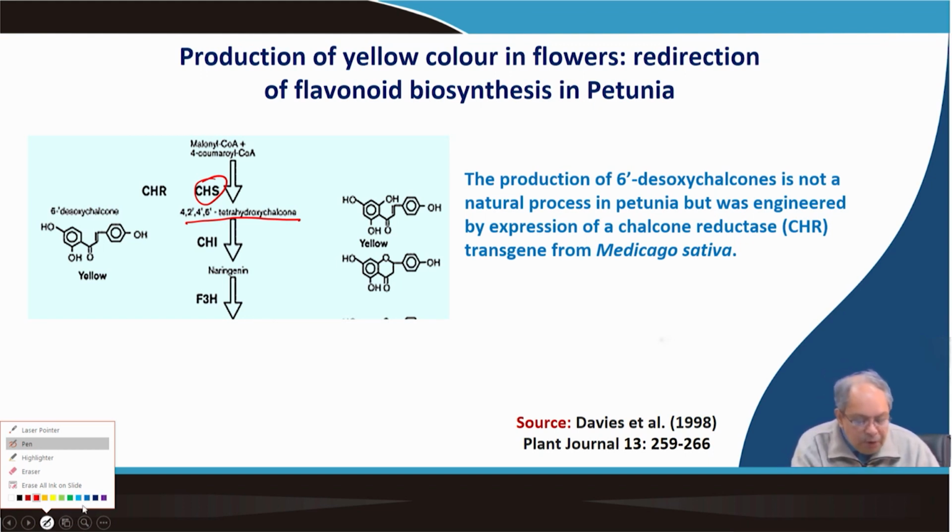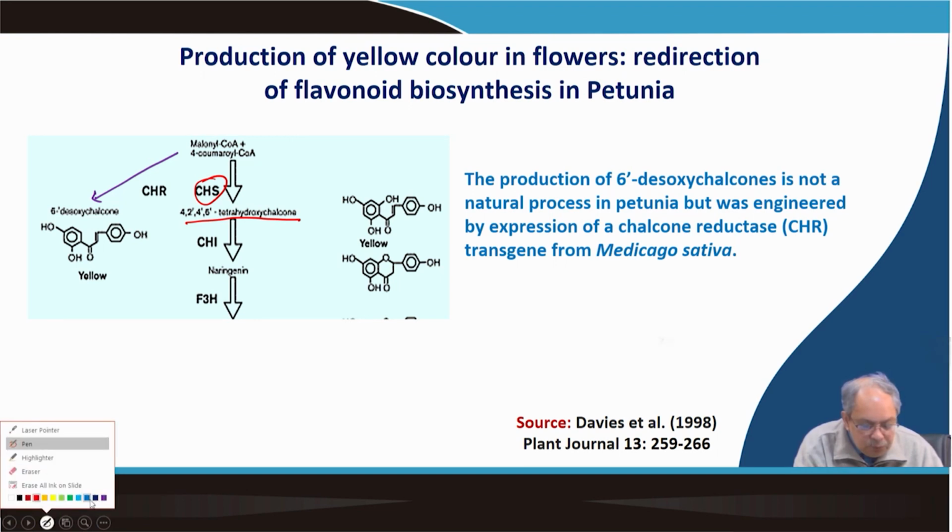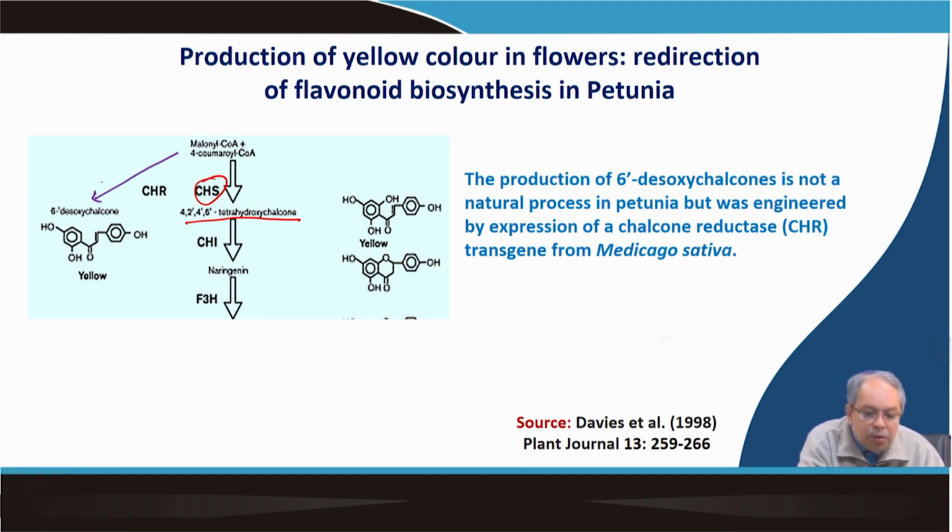So, in other words, in this case the pathway will move in this direction, where CHR and CHS will work, leading to the formation of 6 prime deoxychalcone. And this is not very clear here, but this is 6 prime deoxychalcone. Now, what happens is that 6 prime deoxychalcone is not the natural chalcone that accumulates in the flower, okay.